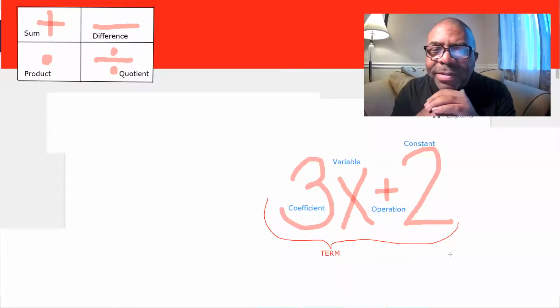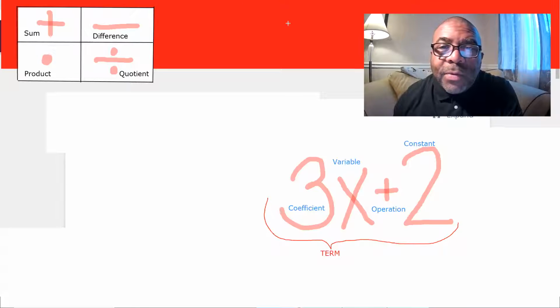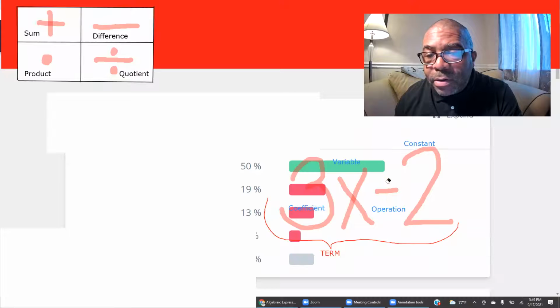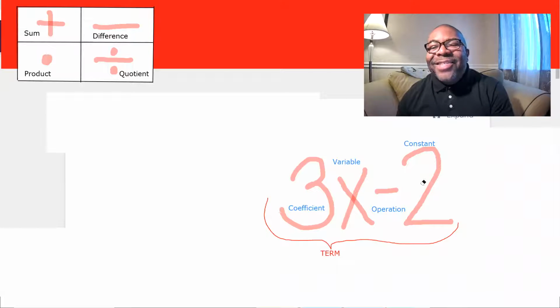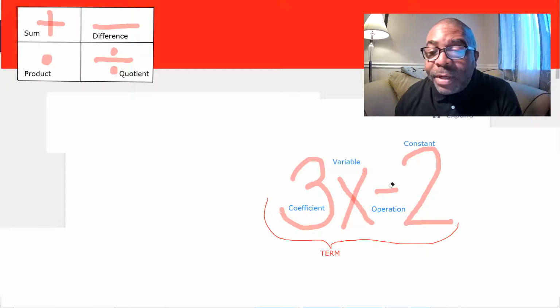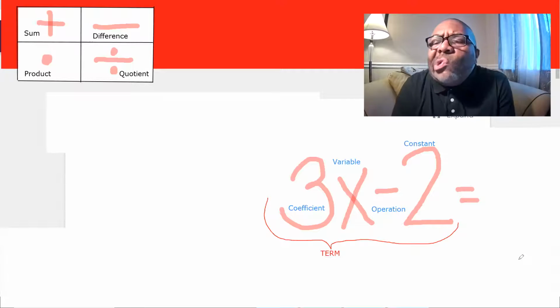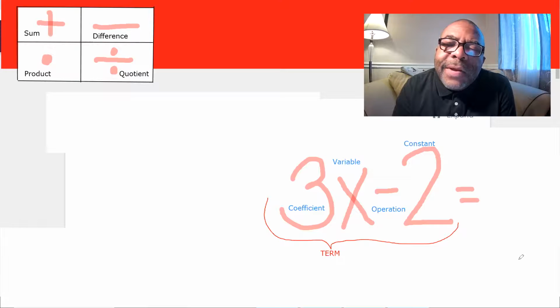So let's get back to the basics, okay? All right, so we have 3x plus 2. We know that 3 is the coefficient, x is the variable, and plus is the operation. But what happens if we do this? Now we have a different operation. The operation is subtraction, and our beautiful constant is 2. And if we were to do this, let's make this up.